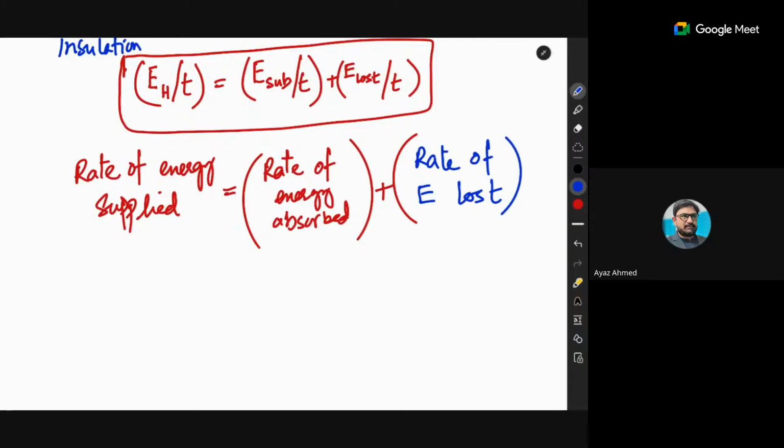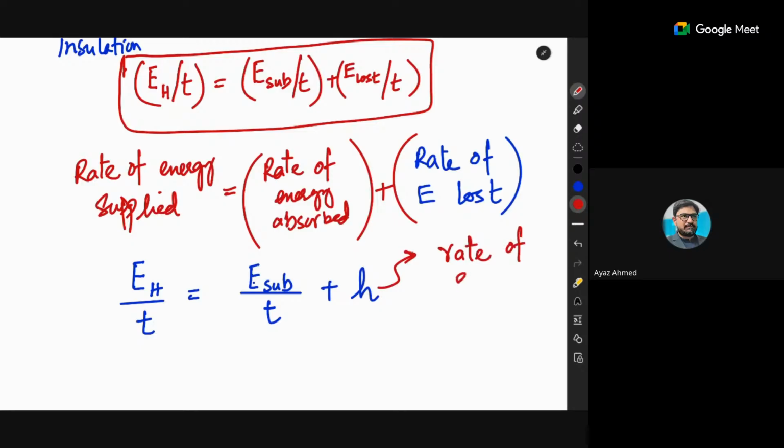So this entire situation is, energy provided by the heater per unit time is equal to energy absorbed by the substance per unit time plus h. In your syllabus, this h has a specific meaning. That means the rate of energy loss, that is stated as rate of energy loss or absorbed. Is this clear to everyone?